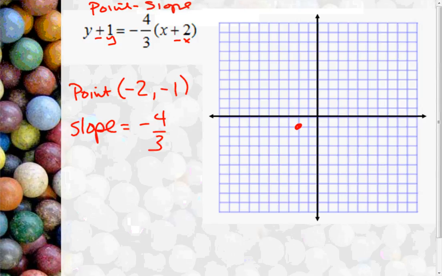Now this would be one where you won't get a nice y-intercept. Notice I'm going to go down 4, 1, 2, 3, 4, to the right 3. Down 4, to the right 3. So when you plot this out, you're going to get a line that doesn't quite go through that. And again, the pretty points, the ones that end on the corners, are going to be your best options.